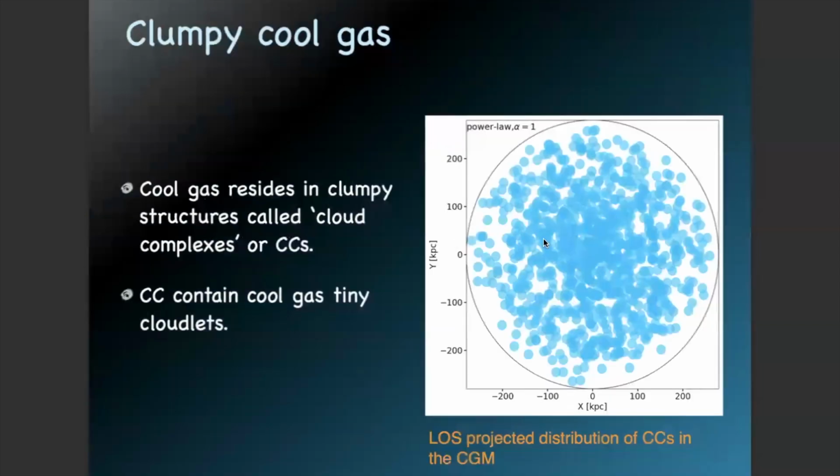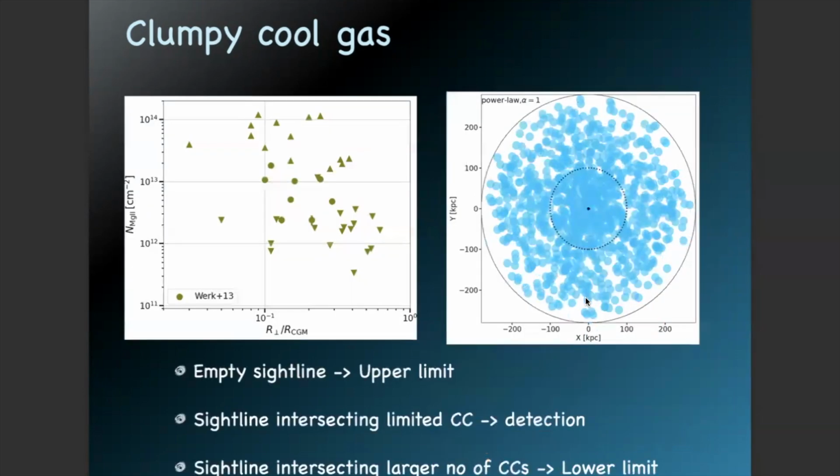So here is our model. We propose that the cool gas does not fill the entire CGM volume. Rather, it resides in these clumpy structures, which we call the cloud complexes. This plot shows the line of sight projected distribution, or the 2D distribution, of the cloud complexes in the CGM. So what is the consequence of this distribution and how does it help us to understand the observation better?